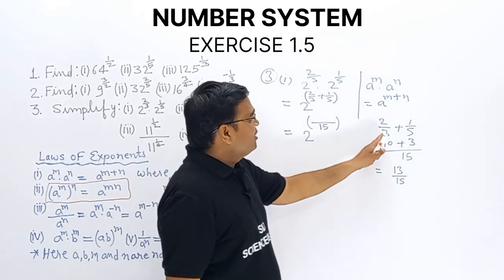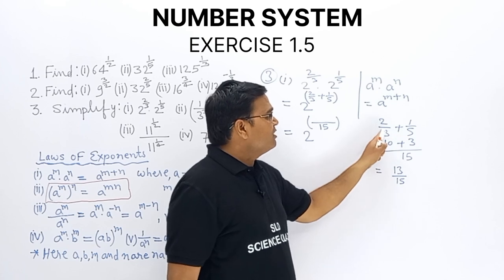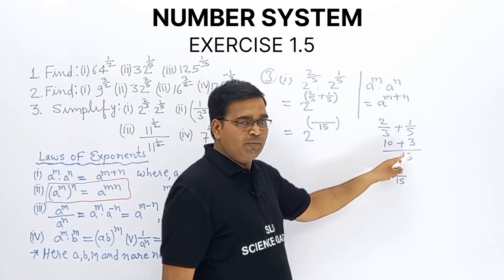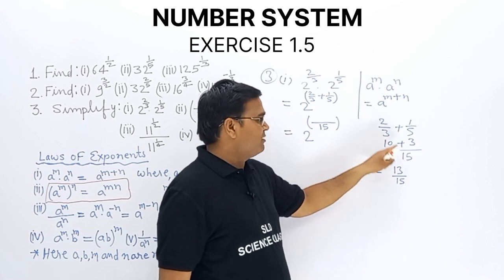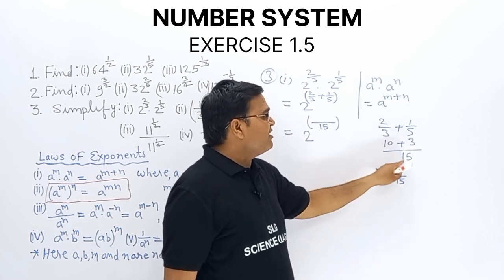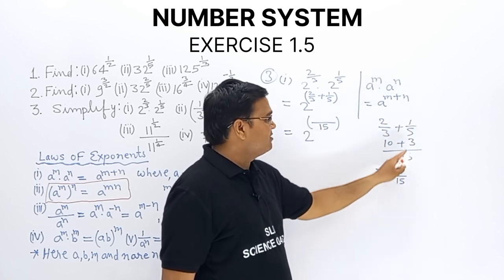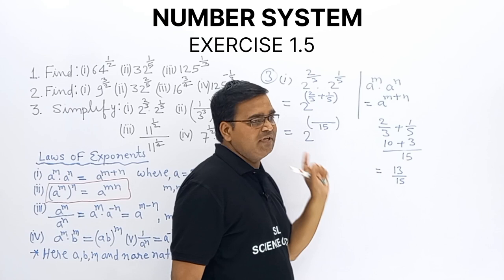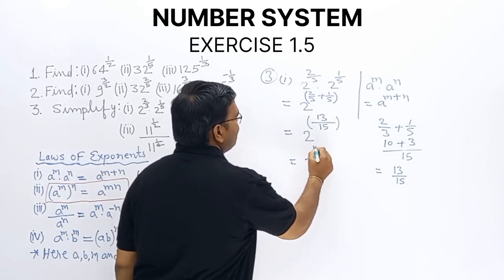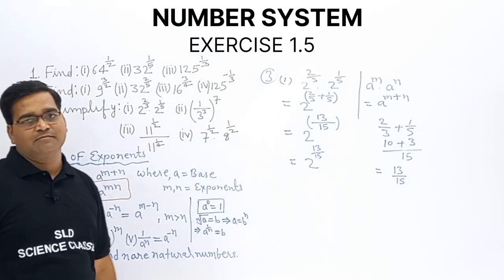Again observe, two fractions are given. LCM will be 15. Now what? We are dividing this denominator number from this one. Result will be 5. 5 twos are 10. This number is dividing by 5, result will be 3 and the result will be multiplied by numerator 3, adding both, 13 by 15. So this will be the solution of this one. So we can say 2 power 13 upon 15 will be the result of this question.